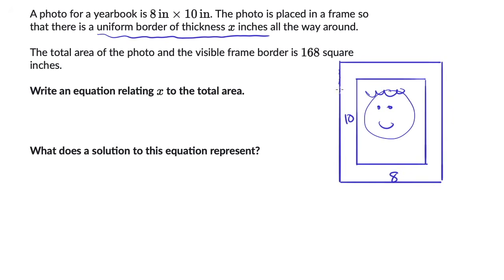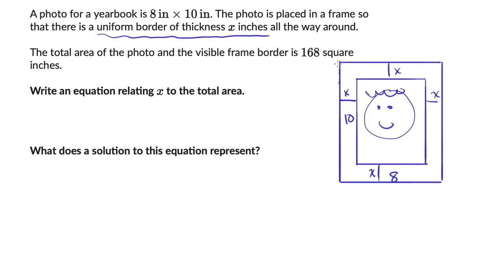That's pretty close. So what they're saying is, this distance right here is x. This distance right here is x. That distance right over there is x. And this distance right over there is x. Now to figure out or to have an equation for the total area, we want to know what this dimension is, the height, and what the width is.